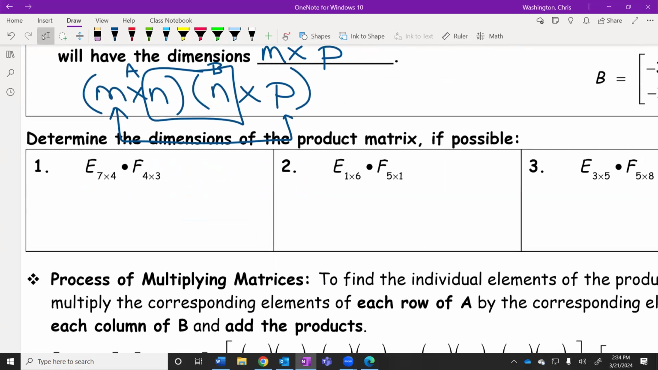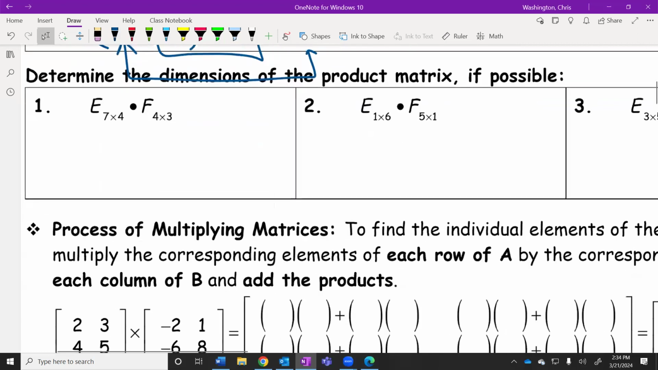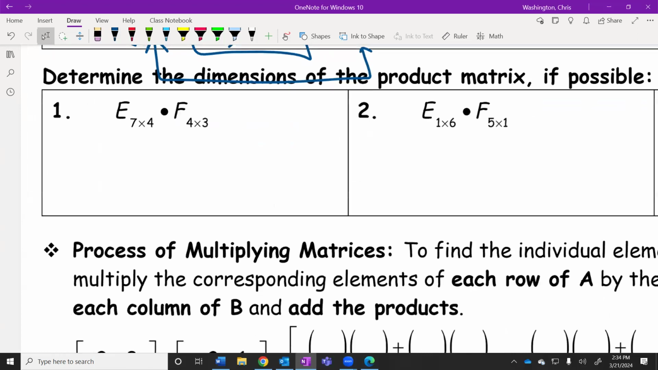So let's just talk about, is it possible to multiply these matrices together, number 1, 2, and 3? And if it is possible, what would the resulting matrix dimensions be? How many rows and how many columns? The easiest way to do this is look at the two in the middle. We're going to multiply E times F. I'm going to put a box around the two middle dimensions. Are those equal? Yes, those are equal.